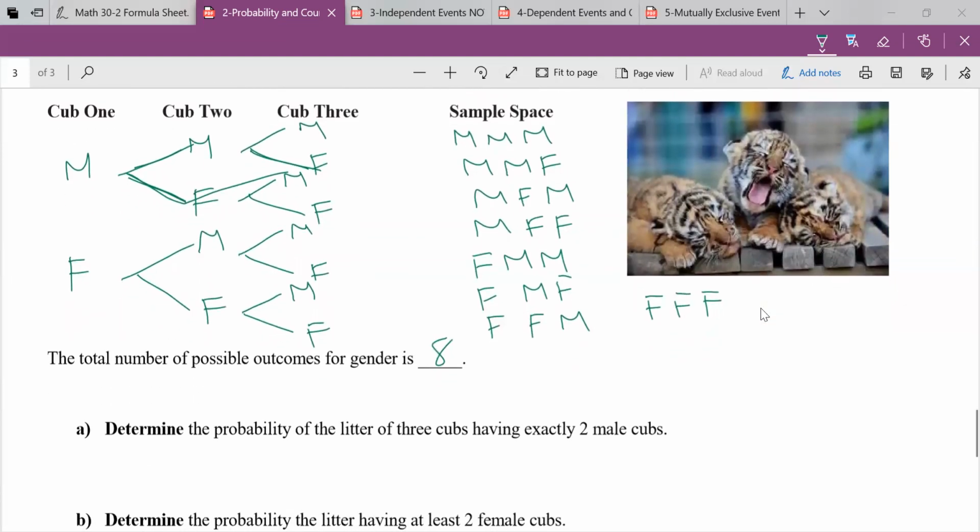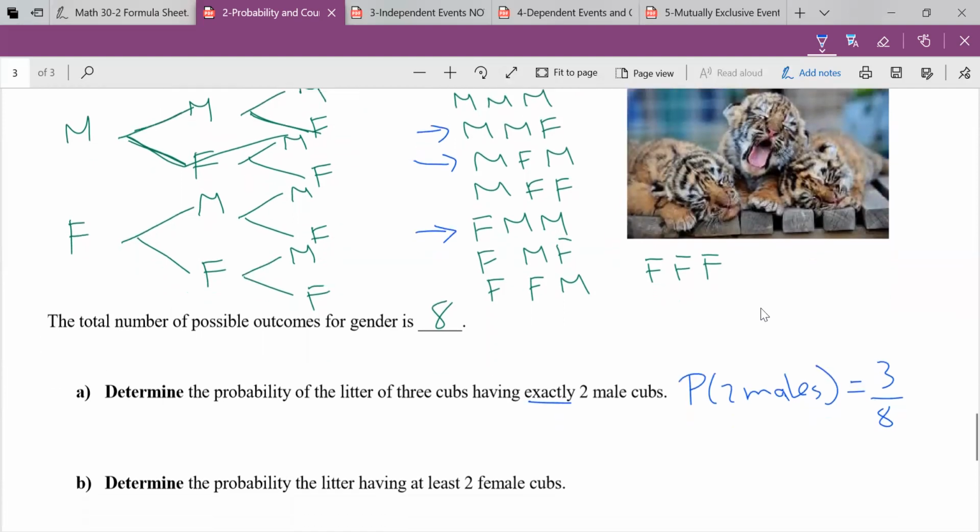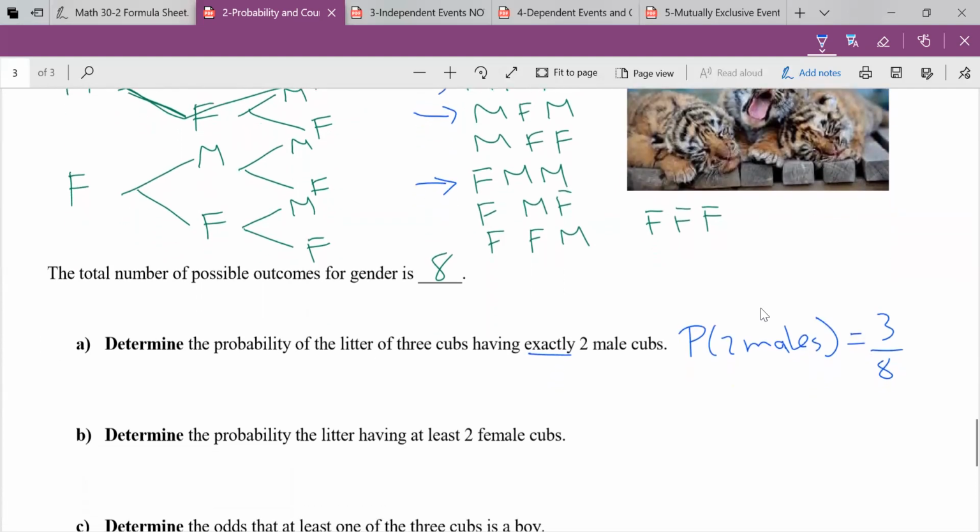All right, now let's answer some questions. Determine the probability of the litter having exactly 2 male cubs. Okay, well, I see 1, 2, 3. So the probability of 2 males is 3 out of 8. Easy when you got that sample space drawn, right?